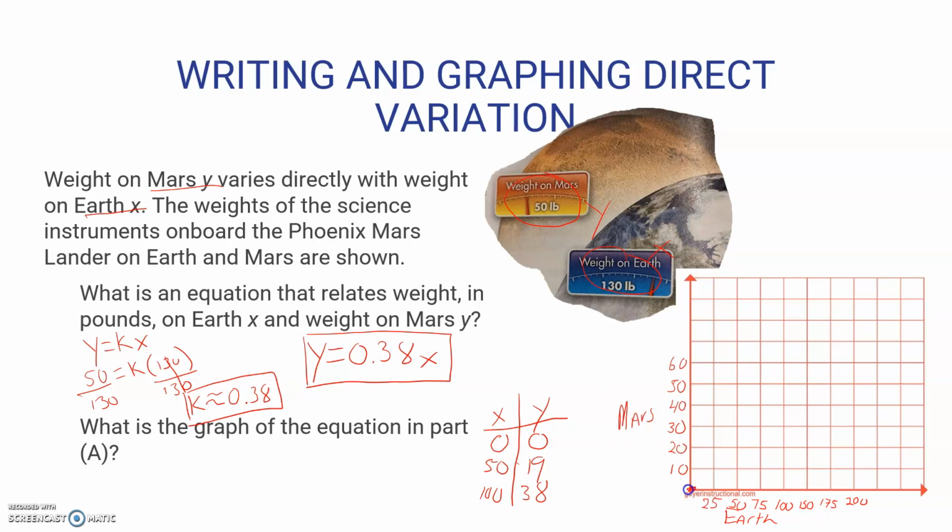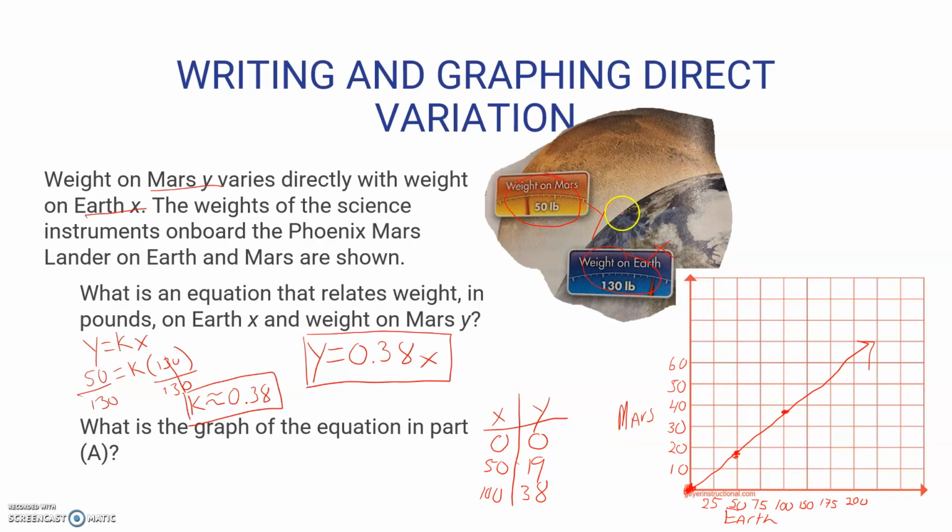So we have 0, 0, and again, 0, 0 is always necessary for direct variation, so it has to have that point. And then we go over 50 and up 19 and put our next point. And then we go over 100 and up 38 and put our next point. And then we're just drawing our line through them. Again, if it's not a straight line, then it's not direct variation. But this one is a straight line through the point 0, 0, so it varies directly. That's what our line looks like.